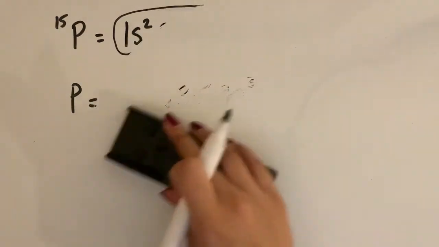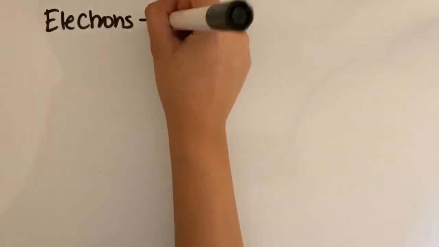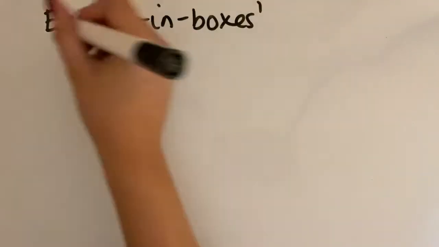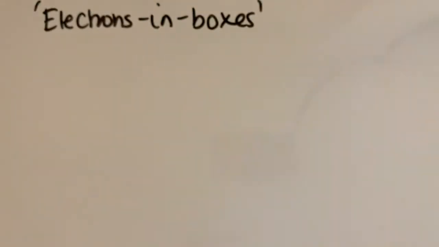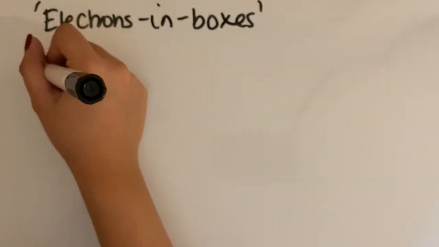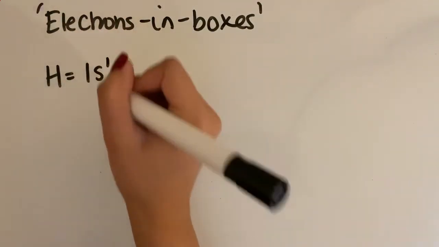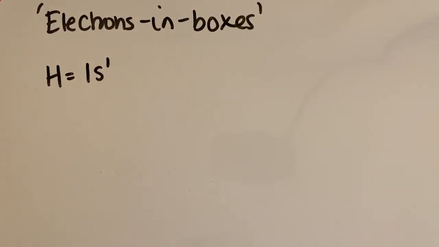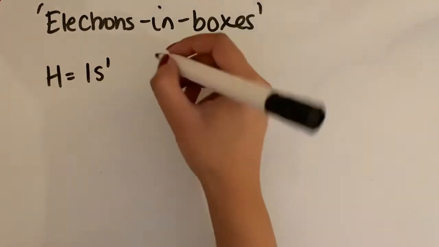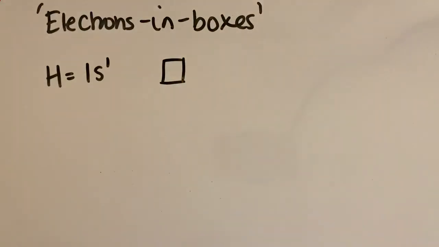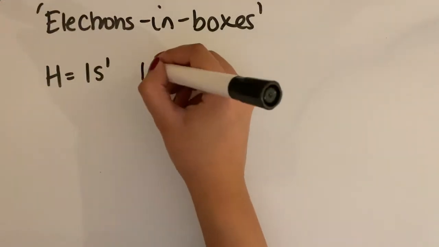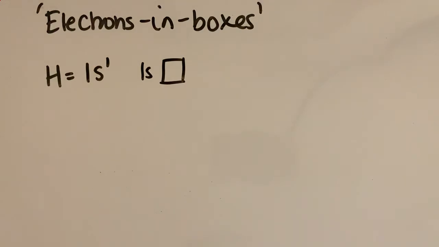The other thing I want to refer to is a model that we can use to show electrons, and that model is called electrons in boxes. So this is a type of model that we can use to show electrons. If we start off with hydrogen, hydrogen is just 1s1. For each orbital, we can draw a box. A 1s orbital is just going to be one box because s is just one orbital. So I can label that as my 1s, and then I can show my electron in there.